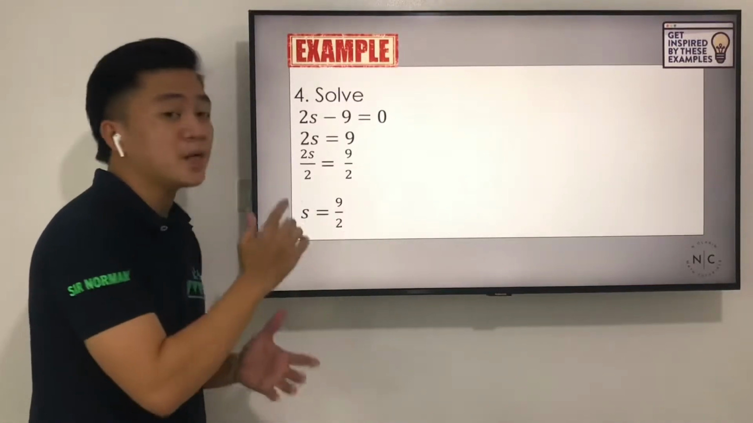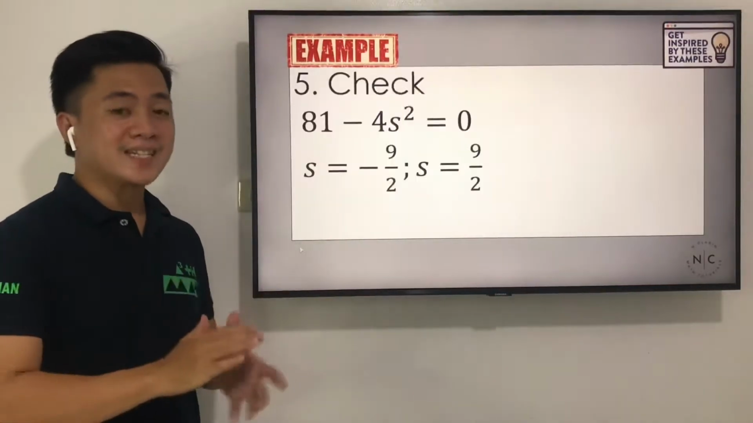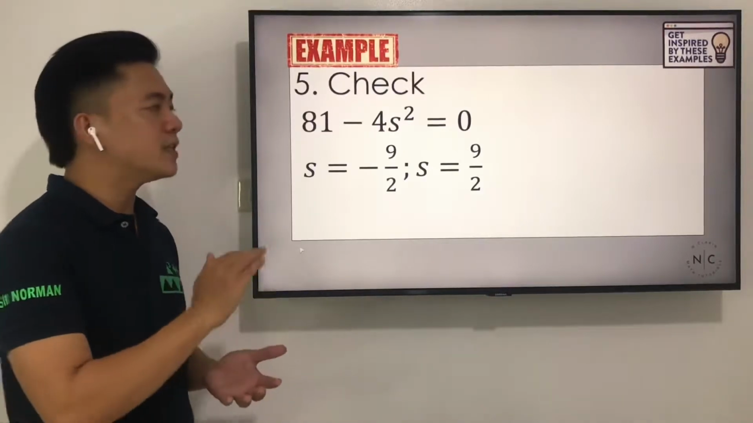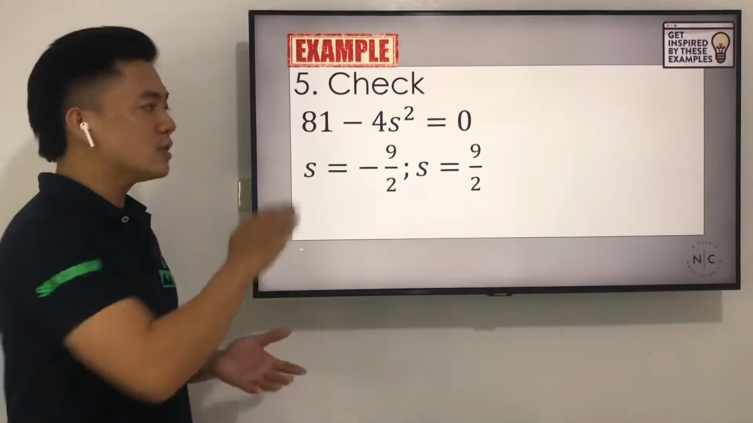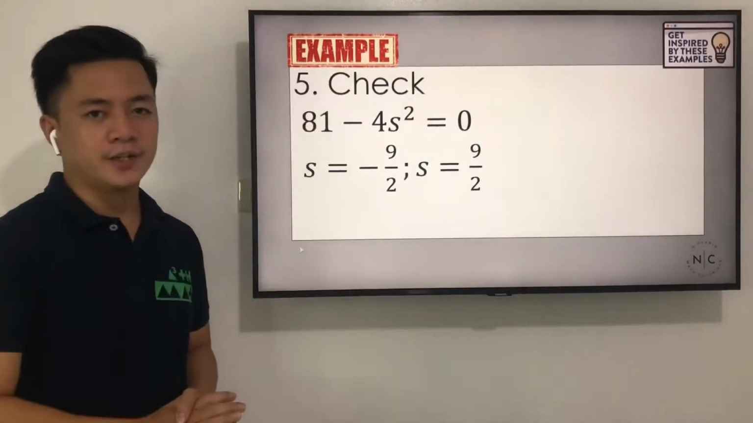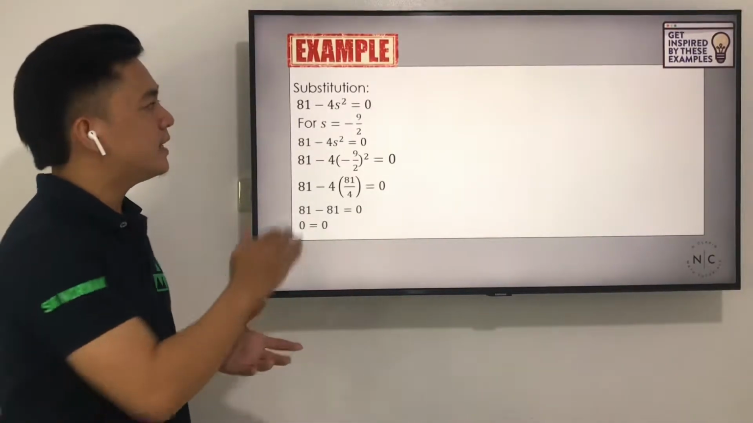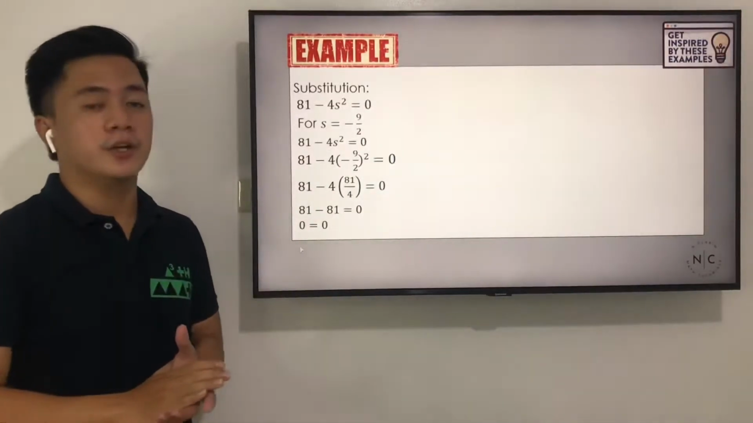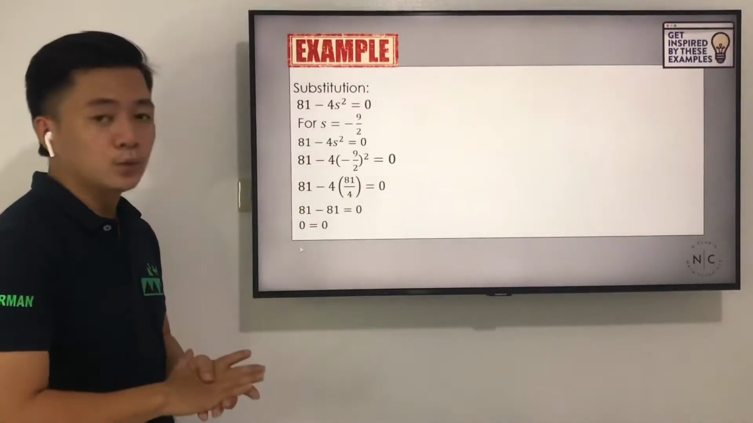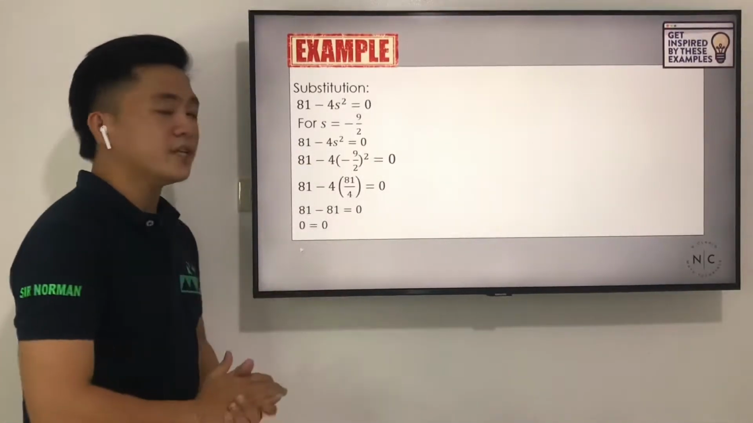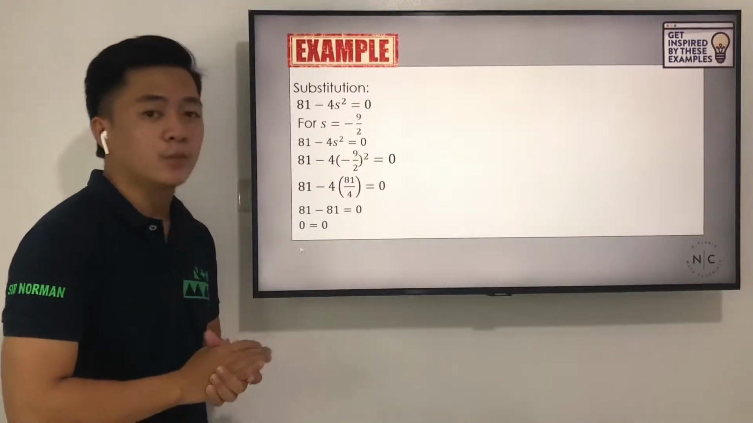So, this time, positive siya. Next step is checking. So, we'll check kung tama ba yung nakuha nating roots para dun sa ating given equation. Yung equation na gagamitin natin is yung original na equation. So, ang gagawin natin is 4s is equal to negative 9 over 2. So yung ating given equation is 81 minus 4s squared is equal to 0.